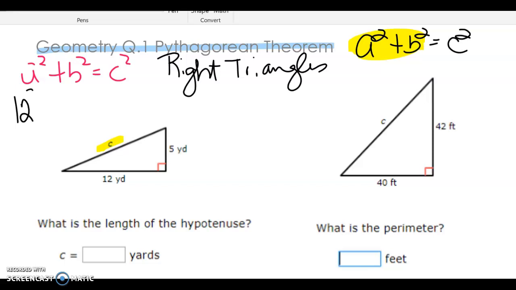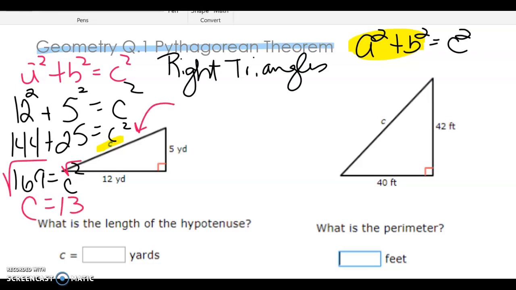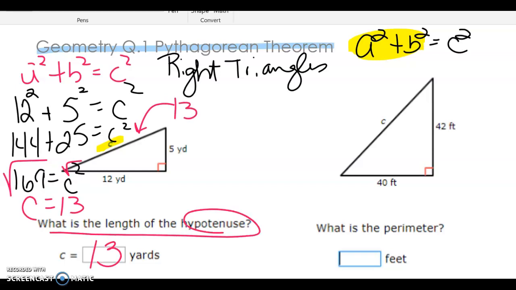So 12 squared, because I'm just choosing 12 to be a, and 5 squared equals c squared. 144 plus 25 equals c squared. Add: 169 equals c squared. My whole goal is to get c by itself, and if c is being squared right now, how do you undo squaring? You square root it. And so the square root of 169 is 13. So this side is 13. What is the length of the hypotenuse? 13.